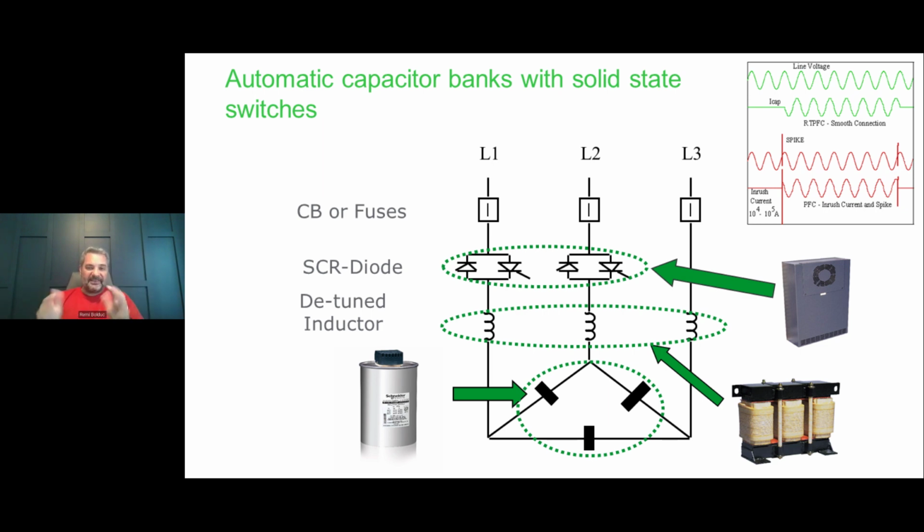But when you have a very sensitive network, let's say a hospital or airport, and you want to make sure there is no switching transient whatsoever, then you can use a solid state switch like this to switch your capacitor stages to reduce the inrush current.